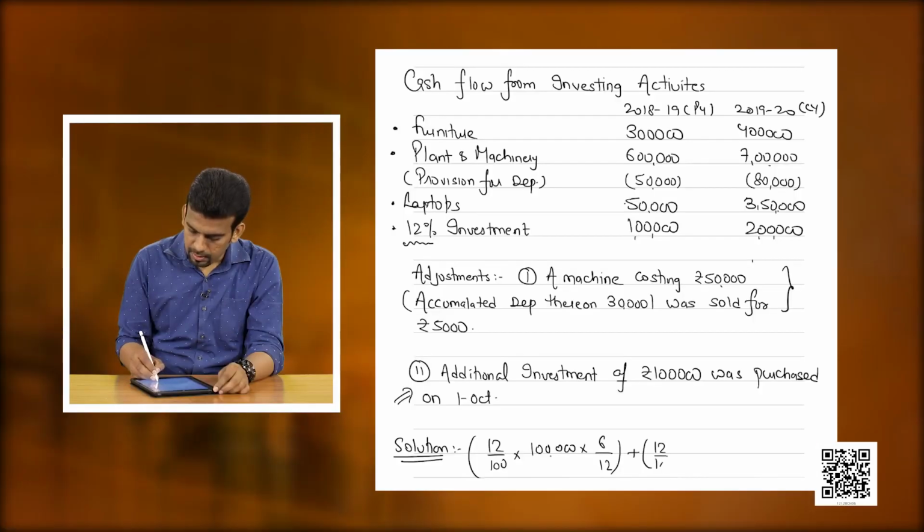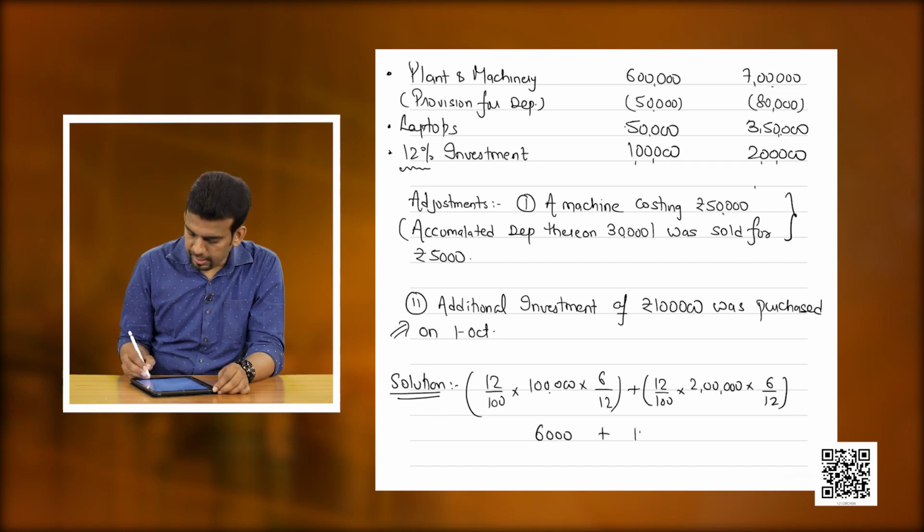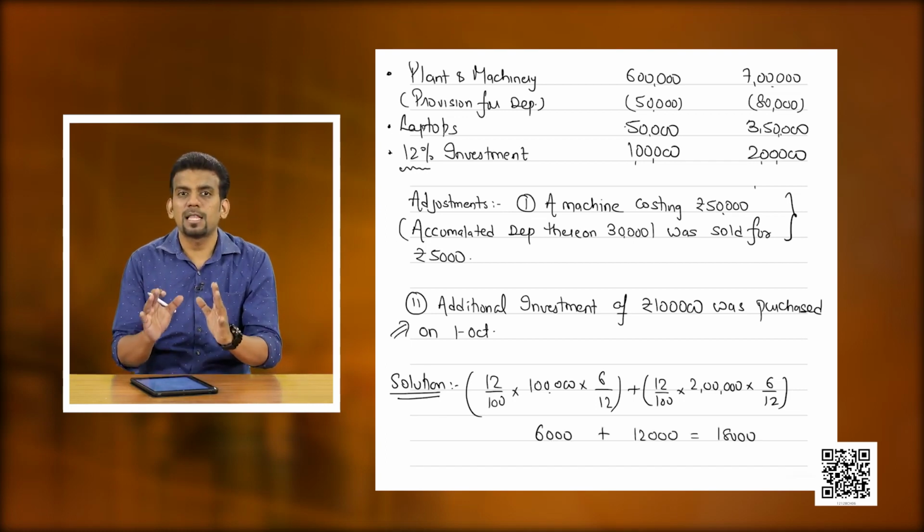This 1 lakh became 2 lakh, and this is how we are going to calculate the interest on investment. So it makes interest on investment 18,000. Investments have increased from 1 lakh to 2 lakh. So this is how we have dealt with the adjustment of investment.